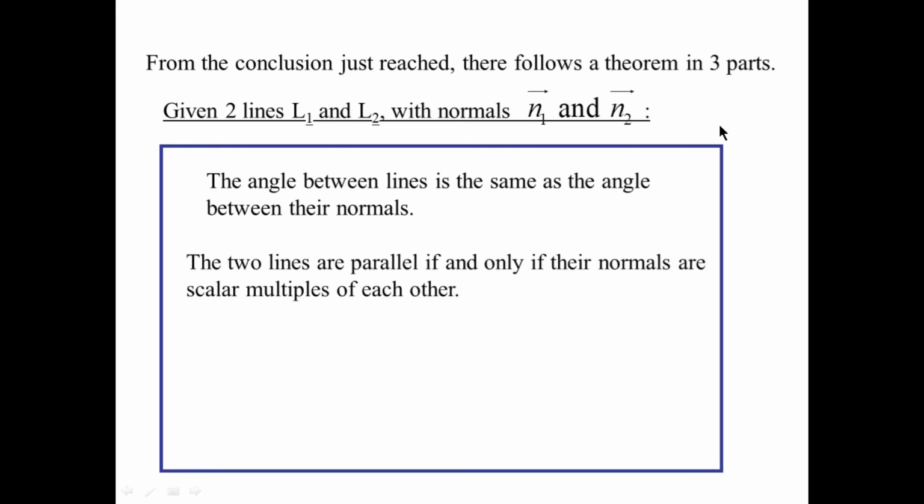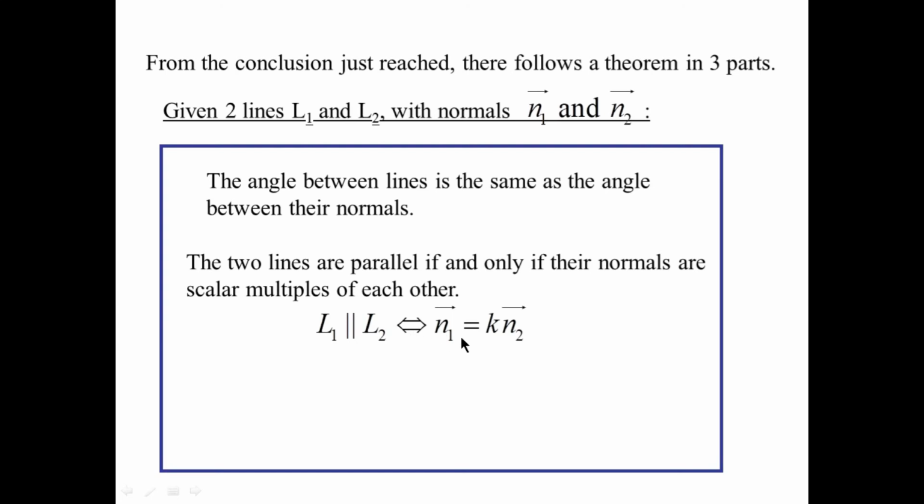2 lines are parallel if and only if their normals are scalar multiples of each other. Now this makes sense. If their normals are scalar multiples of each other, then their normals are, well, parallel, and so therefore the lines are parallel. This is how this is said using math lingo. Line 1 is parallel to line 2. This is an if and only if symbol. One normal is a multiple of the other normal.